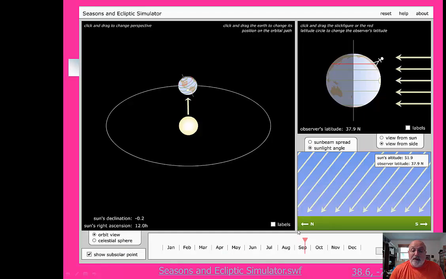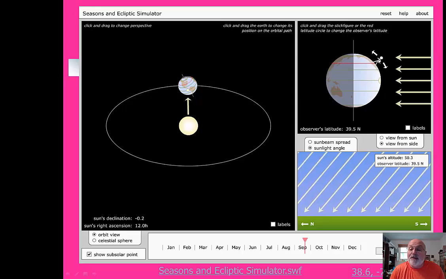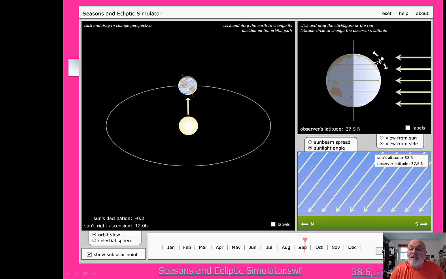Okay, this is an interactive, and I have it stopped here at September. This was the fall equinox, where the sun's rays are hitting the earth, one hemisphere the same as the other hemisphere. I put us up here at about 37.9. We're actually at 38.6, so let me drop us down a little bit. I'm sorry, put us up a little bit. 38.5. That may be about as close as I can get us.